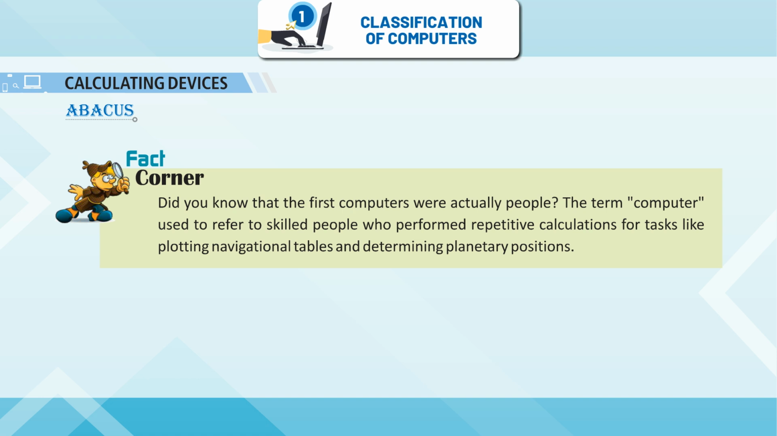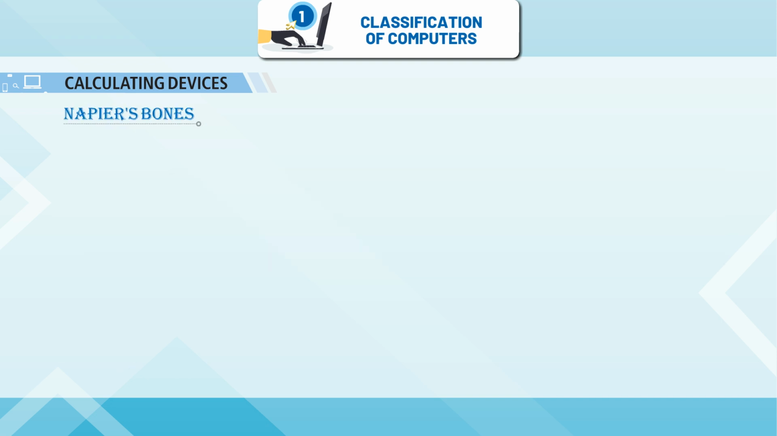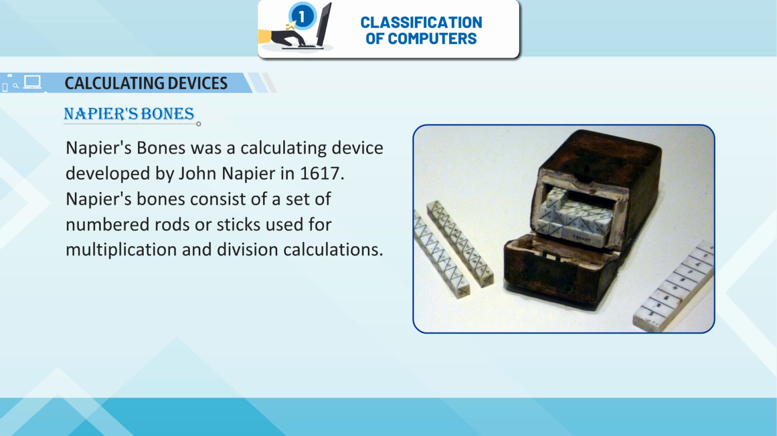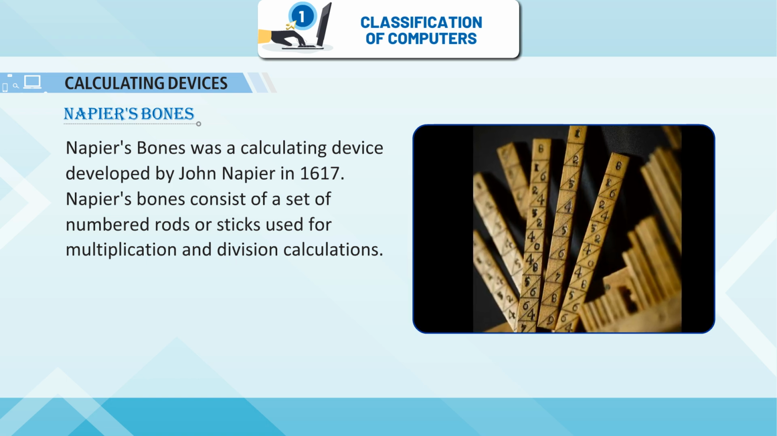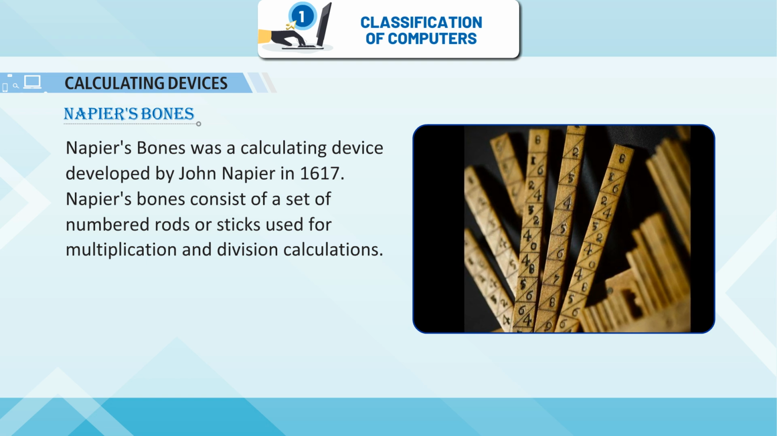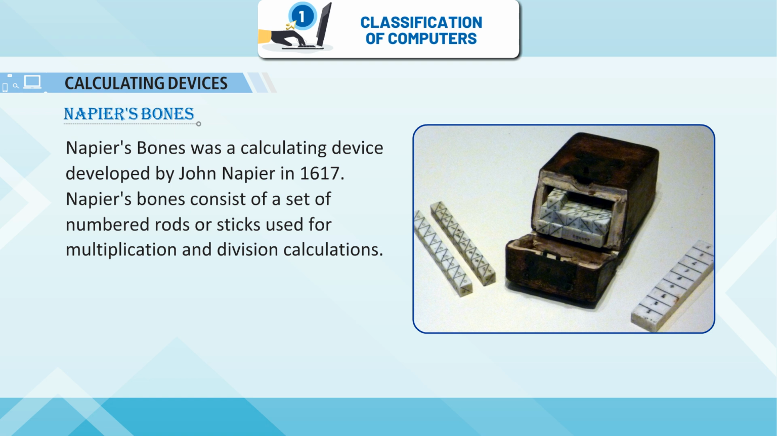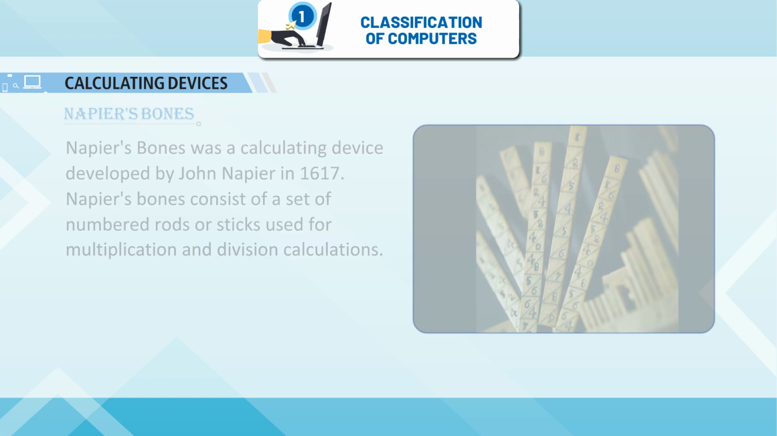Fact Corner. Did you know that the first computers were actually people? The term computer used to refer to skilled people who performed repetitive calculations for tasks like plotting navigational tables and determining planetary positions. Napier's bones. Napier's bones was a calculating device developed by John Napier in 1617. It consists of a set of numbered rods or sticks used for multiplication and division calculations.